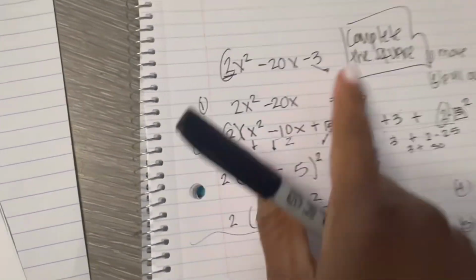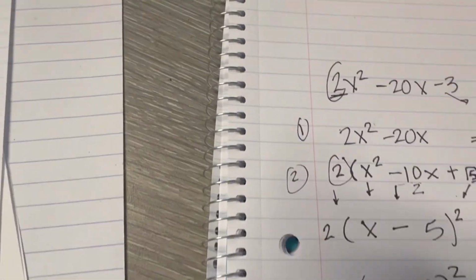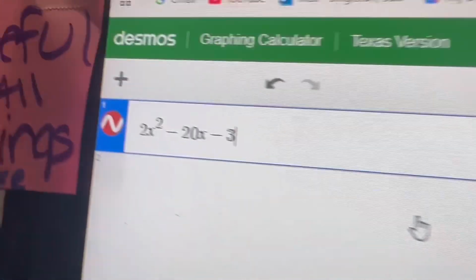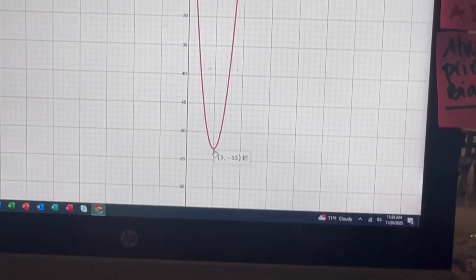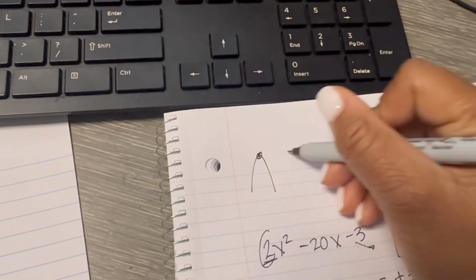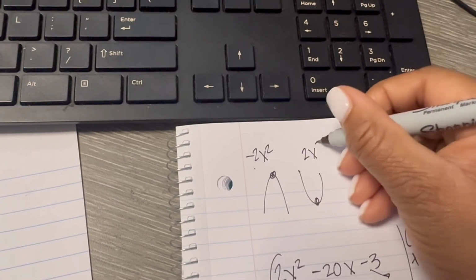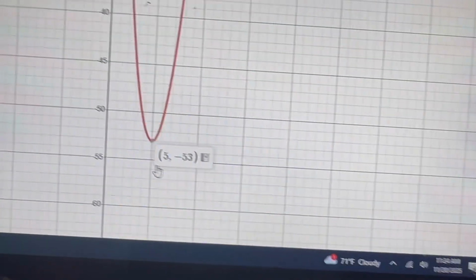But if it's just asking you to go from standard to vertex form, guess what you can do? You got it, graph it. Let's graph the original problem. It's saying, take this equation and give me vertex form. Well, how do you get vertex form? What do you need? A vertex. And remember, vertexes can be up here or down here, a negative 2x situation or a positive 2x situation. So find the highest or lowest point. This vertex is 5, negative 53. So go ahead and sketch it.